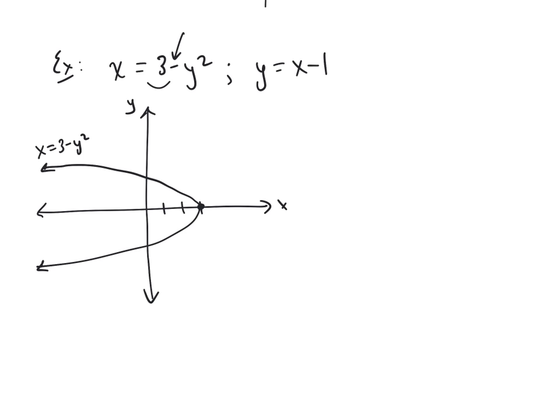Now my second equation, much easier to look at, is just a plain old straight line. y is equal to x minus 1. So a straight line that goes through negative 1 on the y-axis and has a slope of 1, so up 1 over 1. And then through those 2 points, we can draw our straight line. So that would be the straight line y is equal to x minus 1.